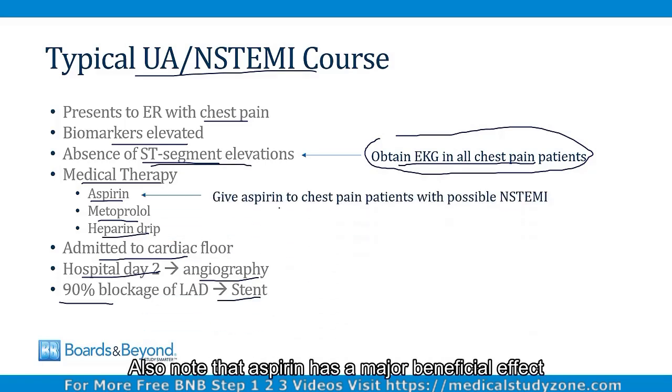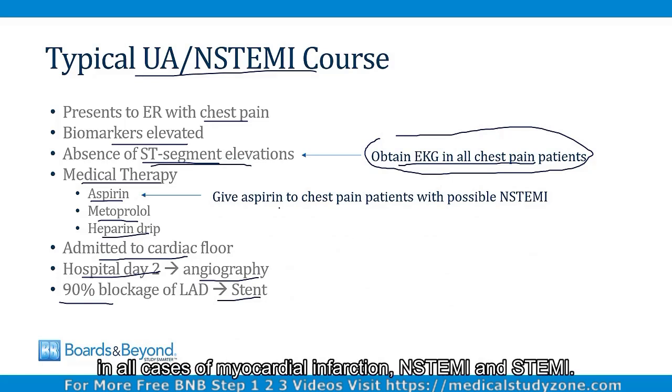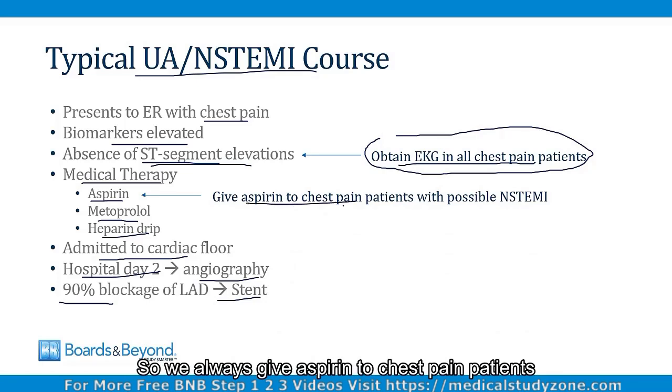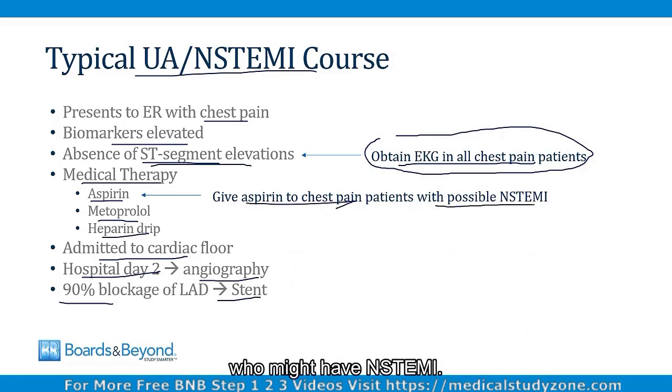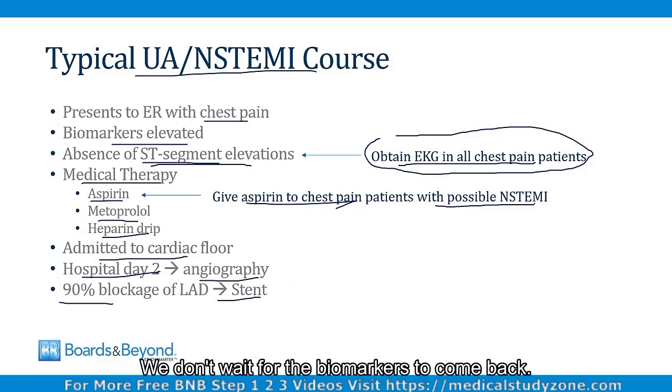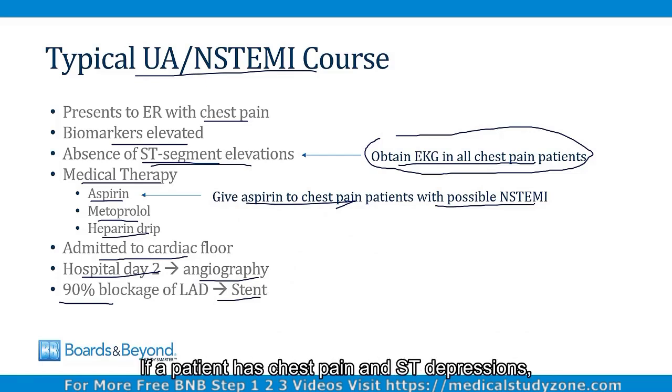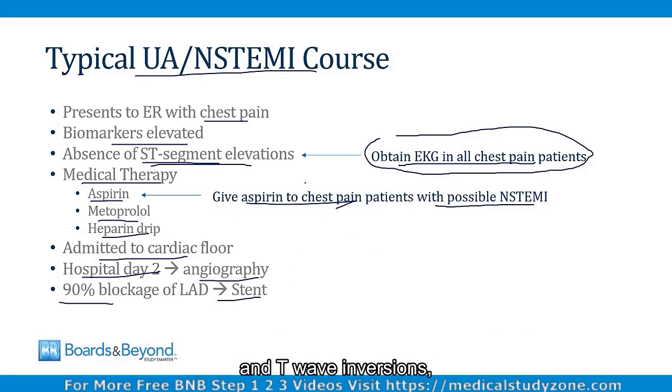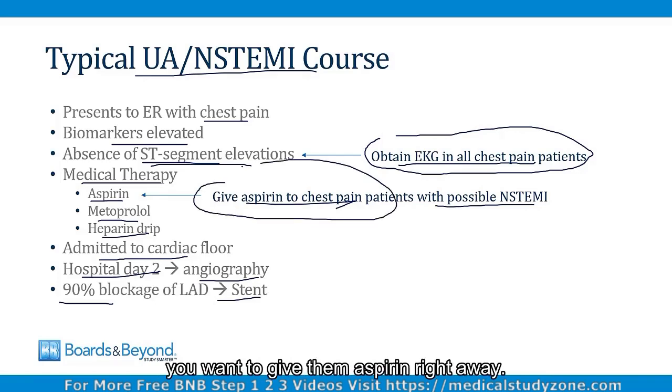Also, note that aspirin has a major beneficial effect in all cases of myocardial infarction, NSTEMI and STEMI. So we always give aspirin to chest pain patients who might have an NSTEMI. We don't wait for the biomarkers to come back. If a patient has chest pain and ST depressions and T-wave inversions, you want to give them aspirin right away.